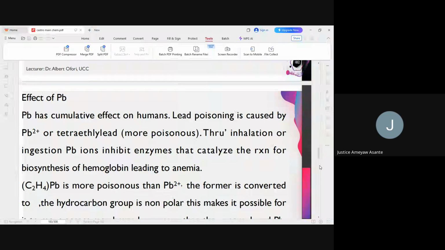The effect of lead. When it accumulates in humans, it leads to lead poisoning. So how is it caused? It is caused by lead-2 ion or tetraethyl lead through inhalation or ingestion. When you get lead ions, it inhibits enzymes that catalyze the reactions of biosynthesis of hemoglobin, leading to anemia.